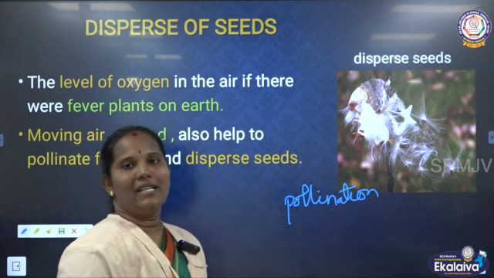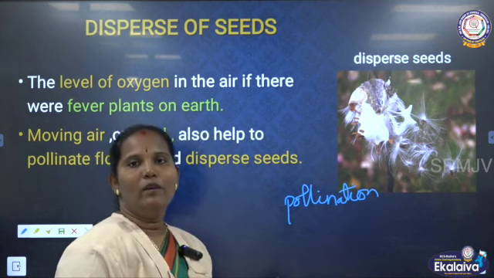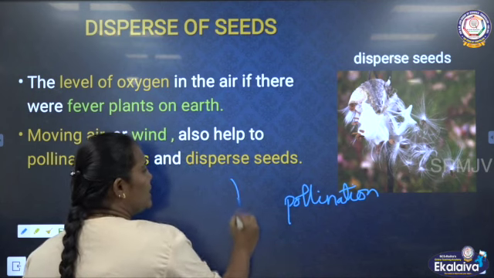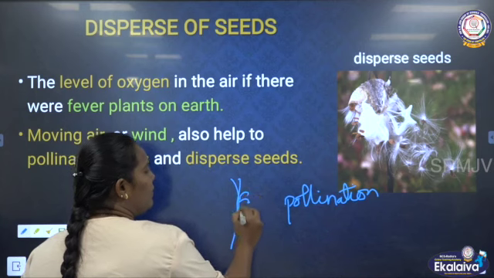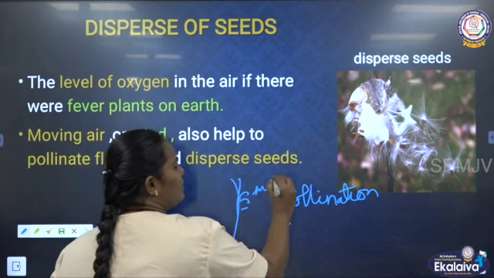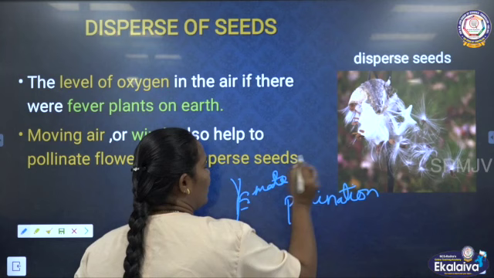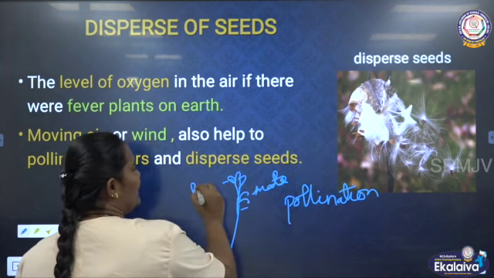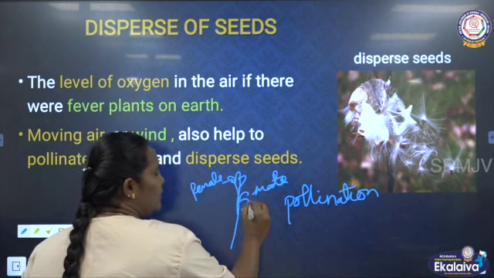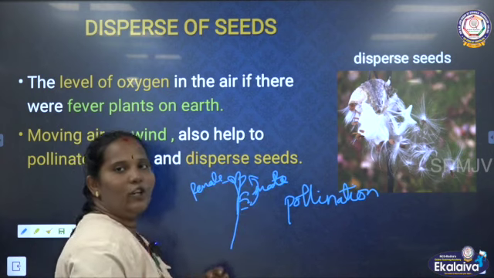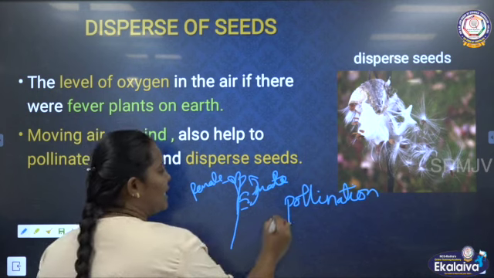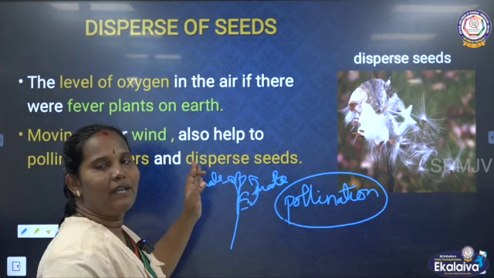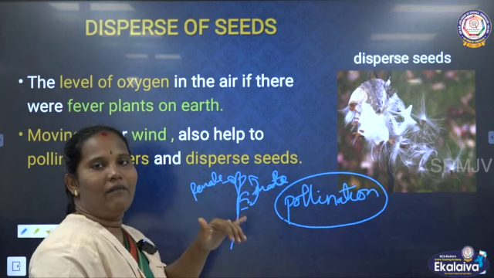See, pollination means the transfer of pollen grain to the stigma. The pollen grain is the male sex organ, and the stigma is the female organ. This pollen joins together with the stigma. This is called the pollination process. This pollination process happening with the help of the air is called wind pollination.